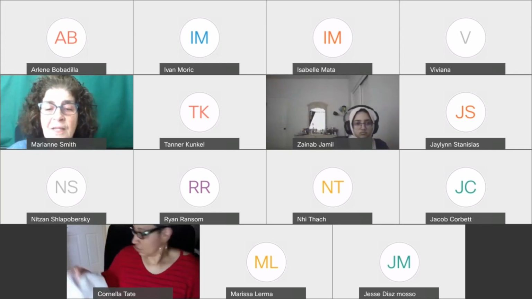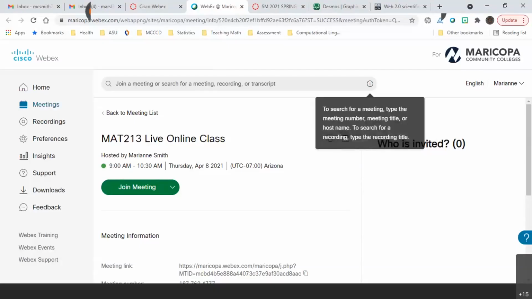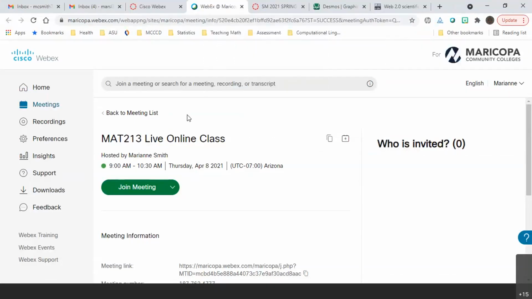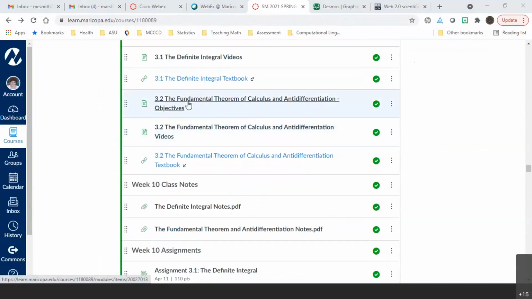I'm going to begin the way I usually do with sharing my browser just to show you where we are. You can see we're still in week 10 of our course. We did definite integral last time. Now we're going to be talking about something called the Fundamental Theorem of Calculus, which is related to the definite integral, and then antidifferentiation. So it's a more general use of an integral. That's what we're doing today.